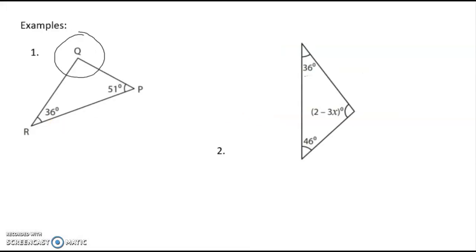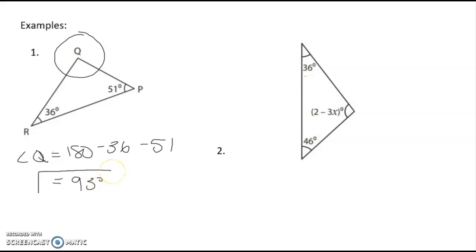So let's do some examples. This first one, because there is nothing on Q, we are looking for angle Q. Now, because we know the inside of a triangle equals 180 degrees, we can solve for it by saying angle Q equals 180 degrees, subtract angle R, which is 36, subtract angle P, which is 51, and when you put those in your calculator, angle Q gives you 93 degrees.